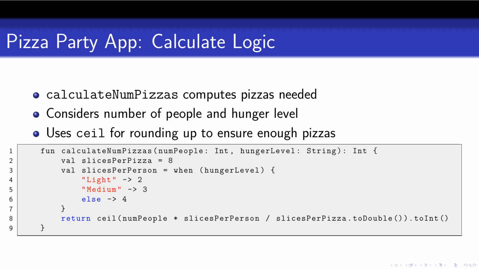The calculate num pizzas function performs the calculation by multiplying the number of people by slices per person, depending on their hunger level. It then divides by slices per pizza and uses ceil to ensure enough pizzas are ordered.